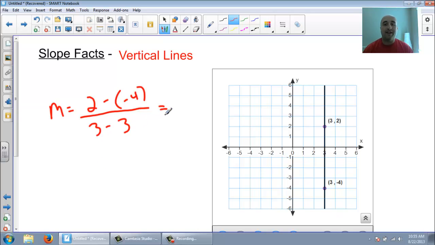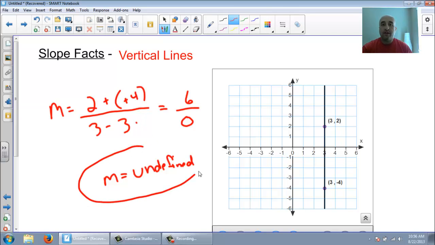Hopefully you remember that you can never divide by 0. Anytime you have 0 on the bottom, our slope is undefined. So all vertical lines have a slope that is undefined. So please do not forget that. If the line goes straight up and down, slope is undefined.